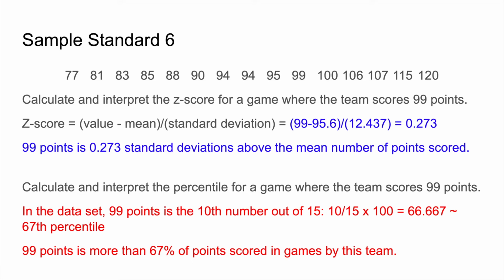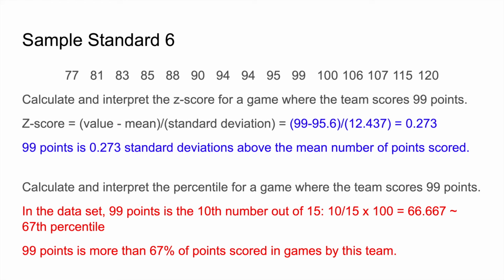The value is 99 because that's the number of points in the game that we were curious about. 99 minus 95.6 divided by 12.437 gives you a z-score of 0.273. So what is a z-score? A z-score is the number of standard deviations you are above or below the mean.